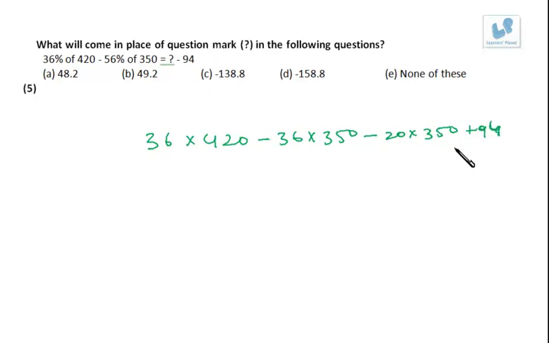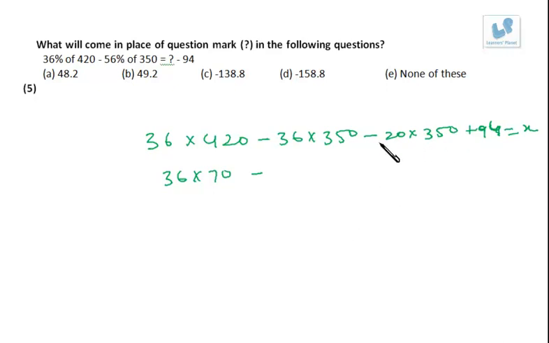Because this is a value of unknown quantity. Suppose it is x, right? Now in this 36 will be common. So difference of 420 and 350 will be 70, right? So 36 into 70 minus this 35 twos are this.